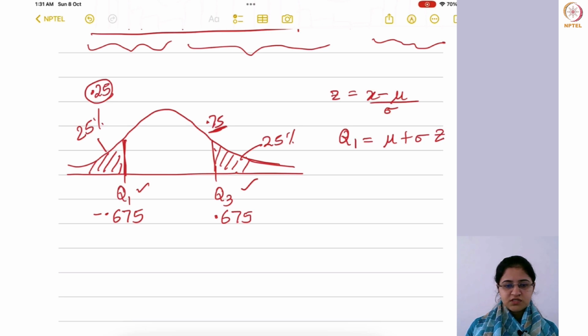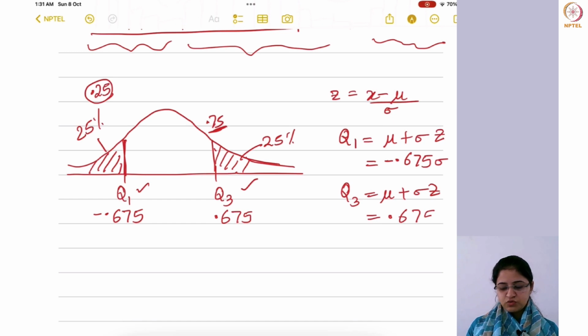Since mu is 0 in this case, Q1 is minus z, which is 0.675, so it is minus 0.675 sigma. And Q3 is basically mu plus sigma z again, so it is 0.675 sigma because it is to the right side of the mean. So these are the two values that we have, Q1 and Q3.